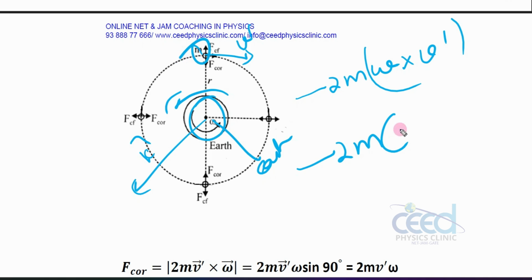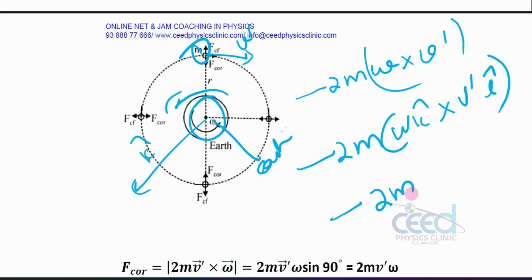Okay, so omega k cap cross v dash I cap. Am I right? All right. Now see, that is minus 2m omega cross k cross I, what? K cross I is j cap.